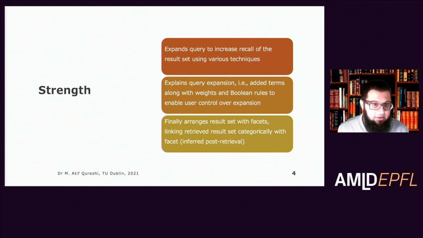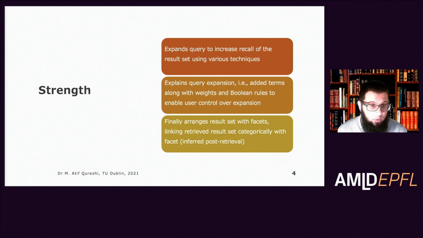So the strength of the system is, first, it can expand the query to increase the recall. That means you can have lots of results. If you're constrained over a result set, it will increase the result set using various techniques. So we are welcoming information overload, but once you are welcoming that, the next thing is, can you link the results appropriately so that they can be quickly browsed?